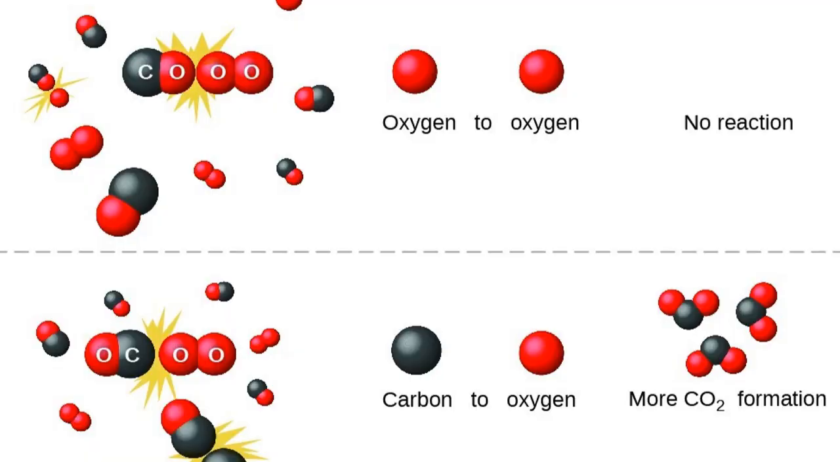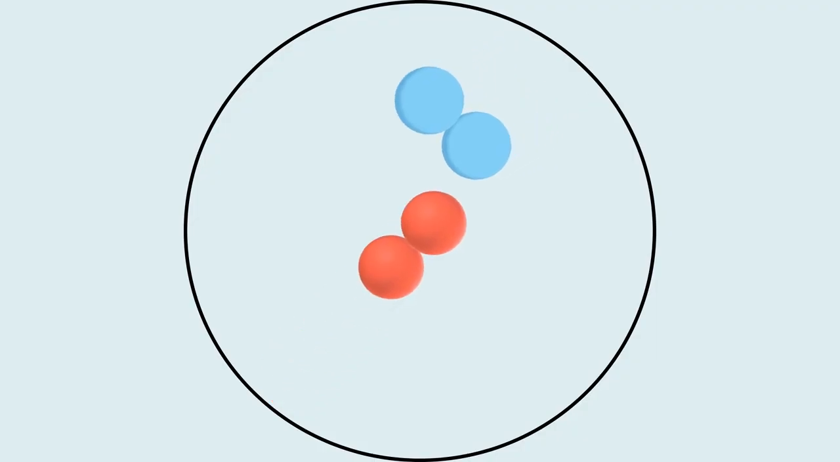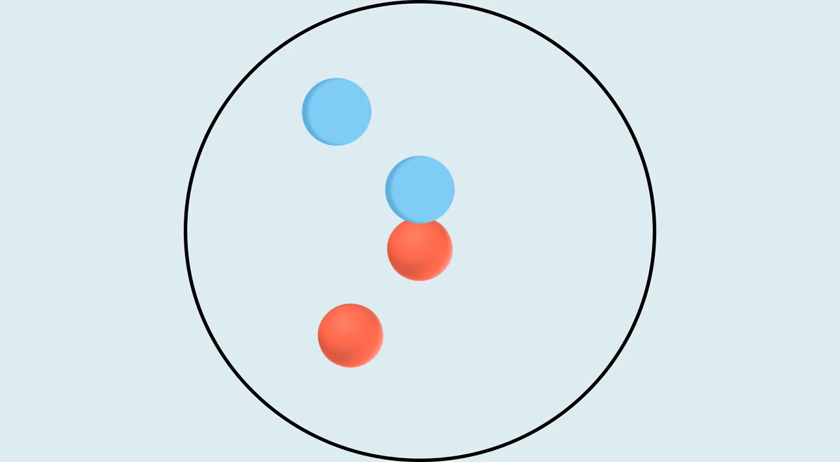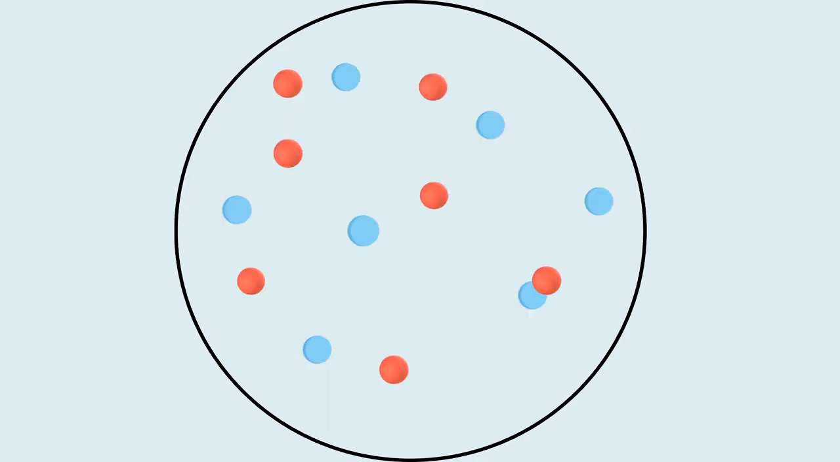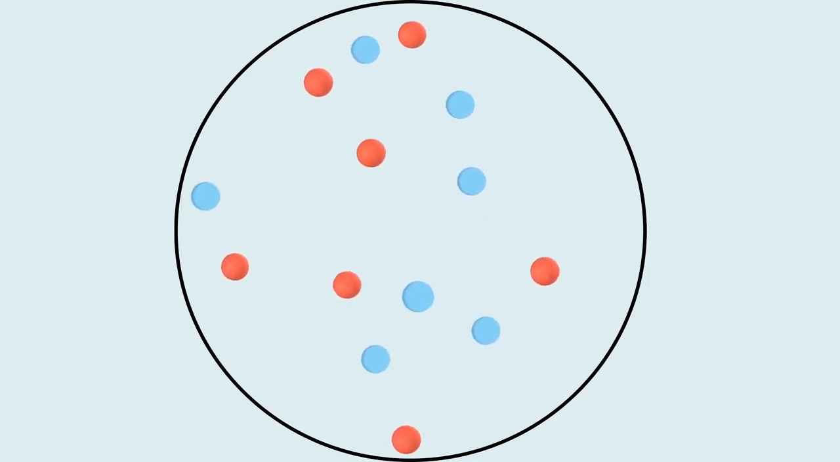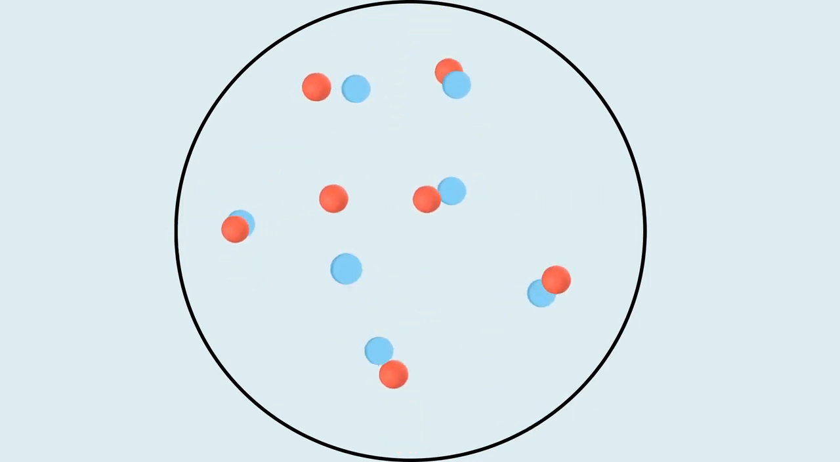The molecules must collide in the correct orientation for the reaction to occur and form the right products. They must have enough kinetic energy to be able to break the bonds in the reactants and form new bonds to create the products. The more often the reactant molecules collide, the more likely a reaction will occur.